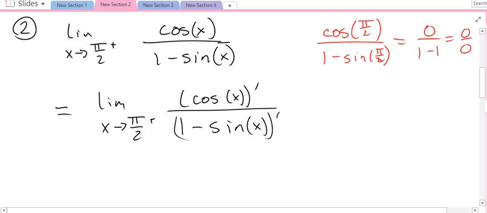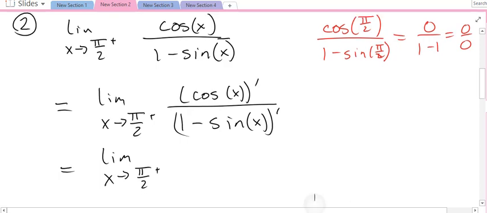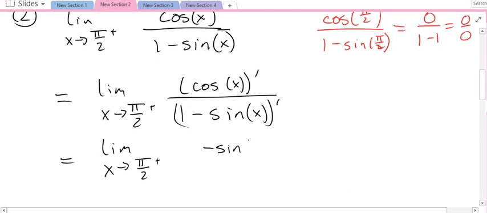So we're going to take those derivatives. That's probably the last time I'll write it out that way. So as we approach pi over 2 from the right, the derivative of cosine is negative sine of x. And then in the bottom, we have 1 minus the sine of x. So the derivative of the 1 is 0, and then we'll have minus cosine of x.